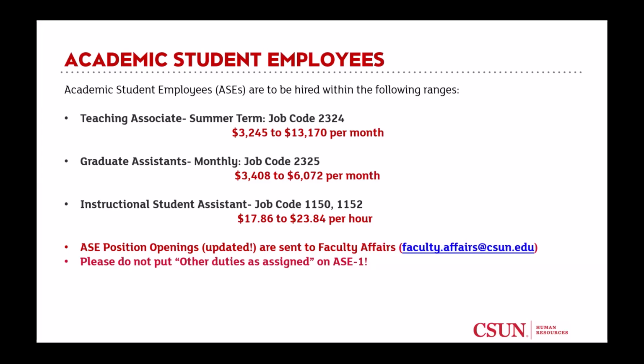Now, if you're like, wait, who is who? What do these things mean? I will give you some mnemonic devices to help you remember, though this is not the official way to remember. The official way to determine who does what is in the classification standards. Classification standards are posted on our website, so it's CSUN Faculty Affairs Academic Student Employees tab, and it lists very specifically what each job does. But because I like you, I will give you some mnemonic devices to help you determine who's who.